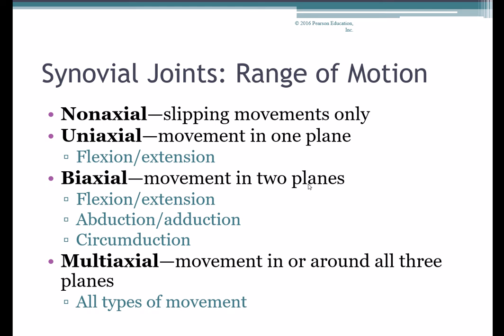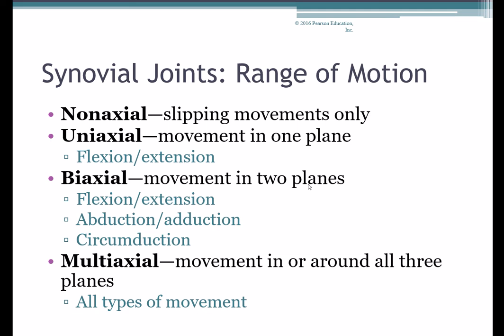In terms of joint physiology, one of the things that we're going to look at is range of motion of our synovial joints. So non-axial joints only allow this kind of slipping movement. They're not really moving along a whole plane, a whole axis of movement. Uniaxial means they can move in one plane. So it may be a medial lateral plane. That's a flexion extension movement.